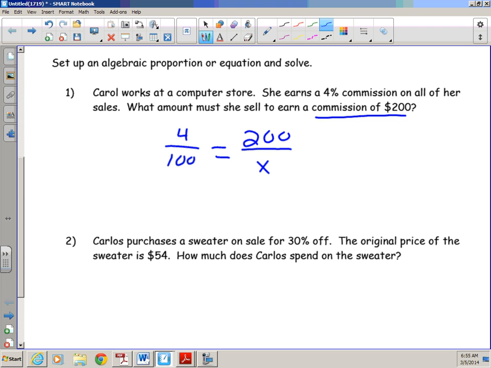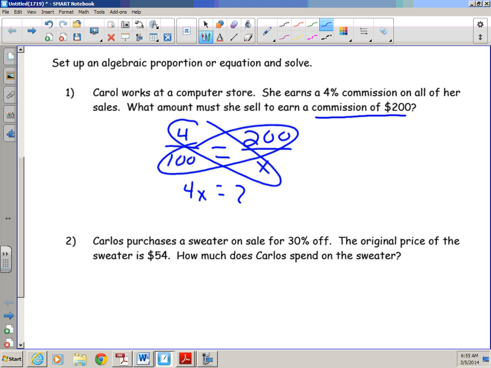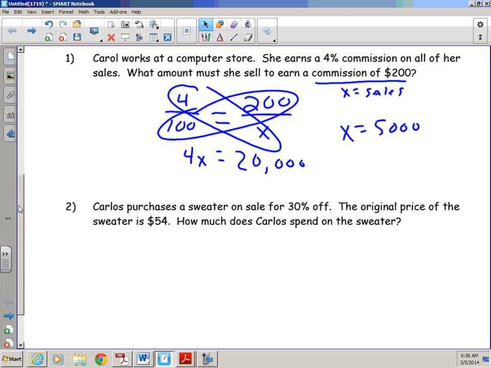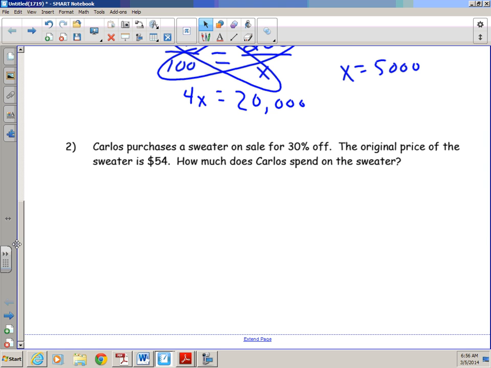How do we solve percent proportions? We cross multiply. And we learn that she must sell $5,000 worth of goods to be able to earn a $200 commission. And what does X represent in this problem? Her sales.